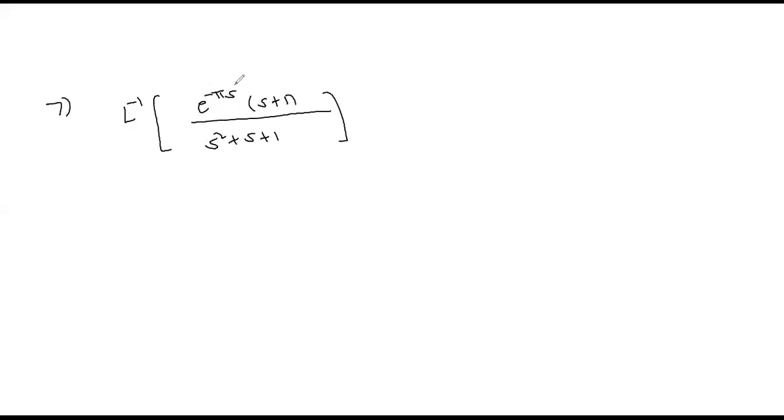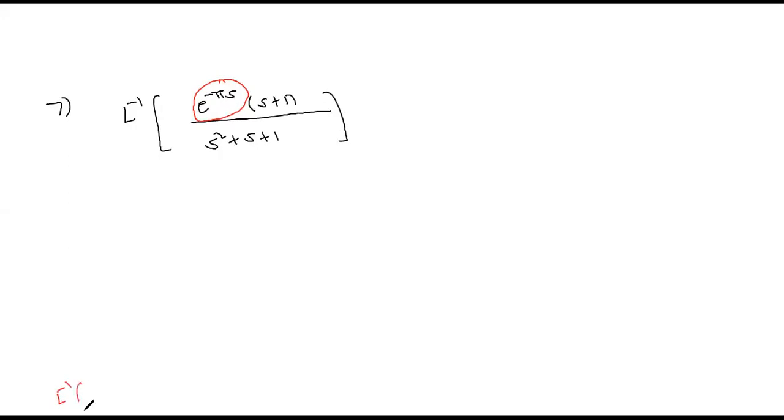See, the exponential function is there, right? Whenever f of s is multiplied with an exponential function, you can directly apply the second shifting property first. Am I right? So what does the second shifting property say?